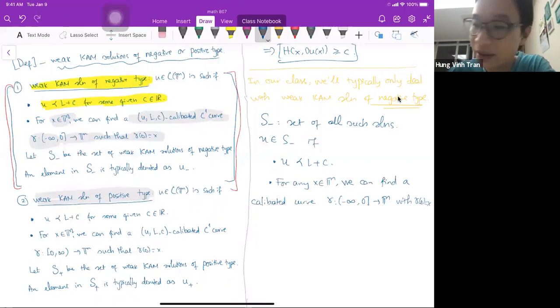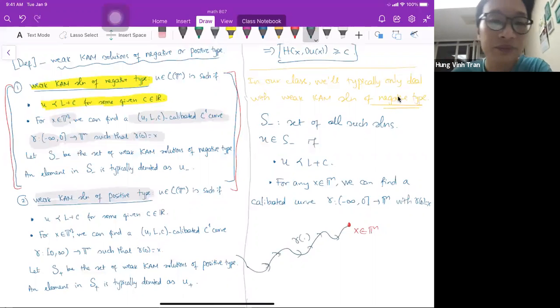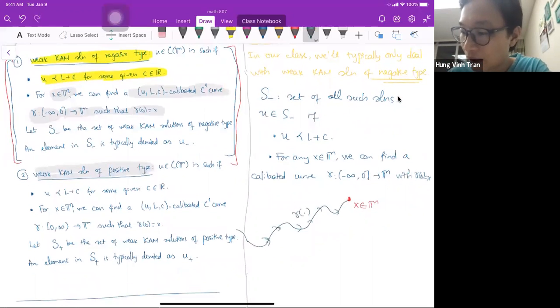So it's a ray, ending or starting, whatever you mean here. So x is in the torus, and then you can find a ray going from minus infinity to the torus. No ending point, it keeps going on forever. So this is gamma. That's our backward calibrated curve, and it's negative type simply because we are going to minus infinity. Positive type is just going from 0 to infinity. So the two are going to be the same. That's why I'm only focusing on one.